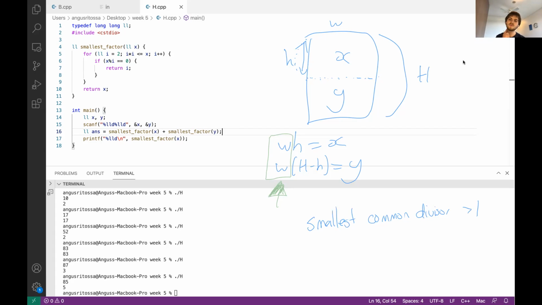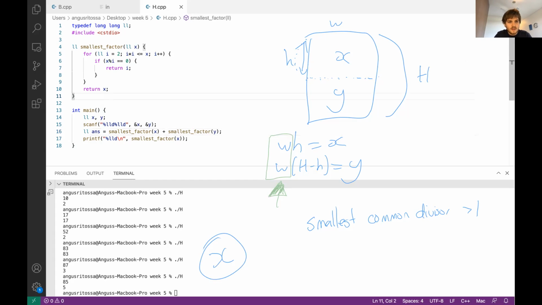Well, what's one way we can find the smallest common divisor? There are probably a few ways of doing it. Any thoughts on one way of doing it? There are many ways to do it. Well, I guess one way is to first find all the factors of X, then check which of these factors are factors of Y and take the smallest one.